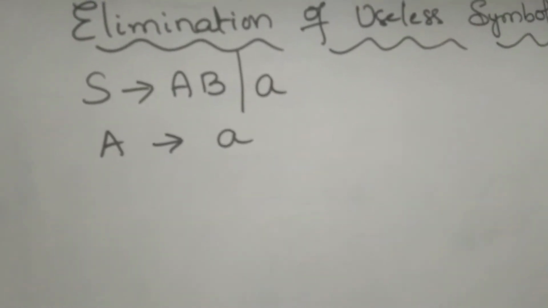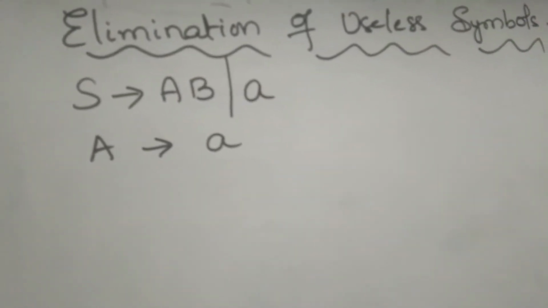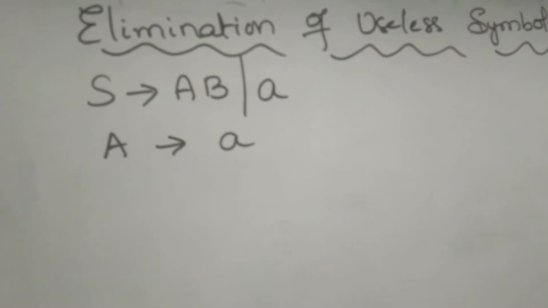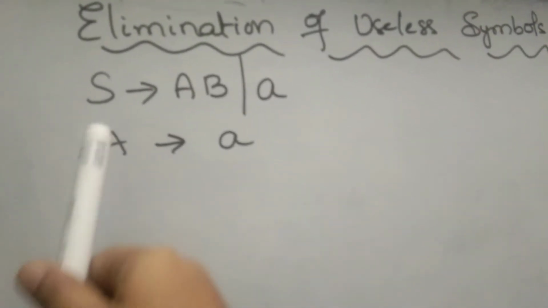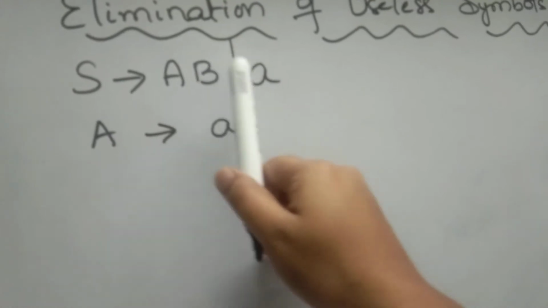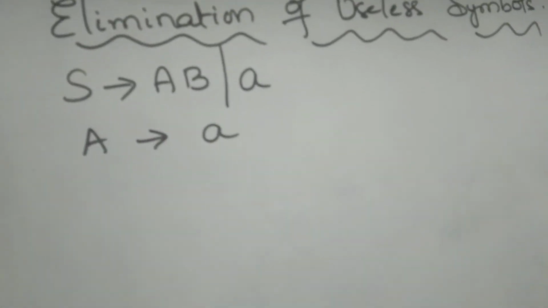Hello friends, in this video we will be learning how to eliminate useless symbols in the given grammar. For example, you can take a grammar S tends to AB or A and A tends to A. So what is a useless symbol?